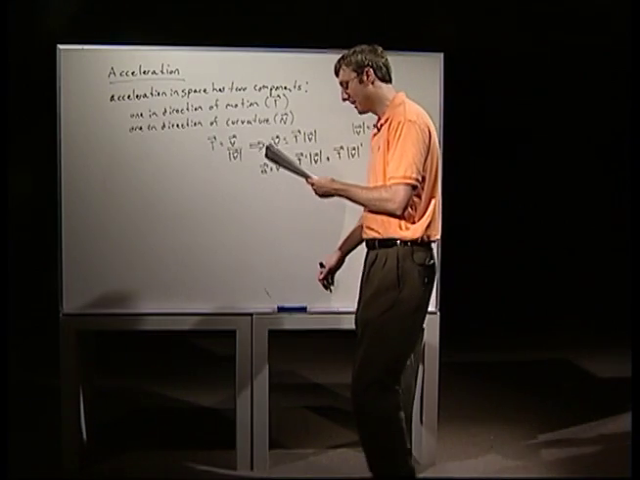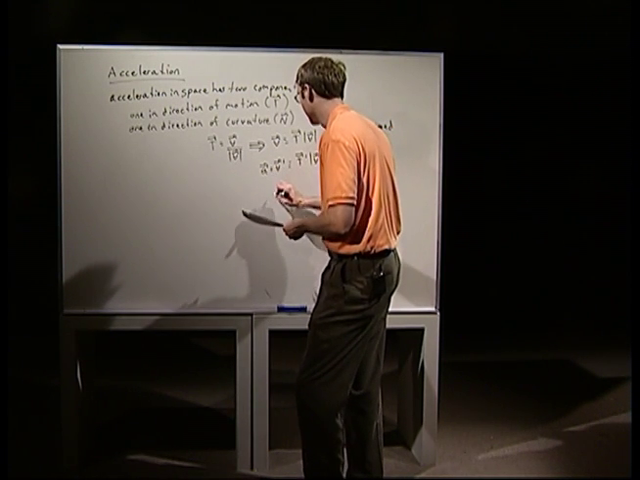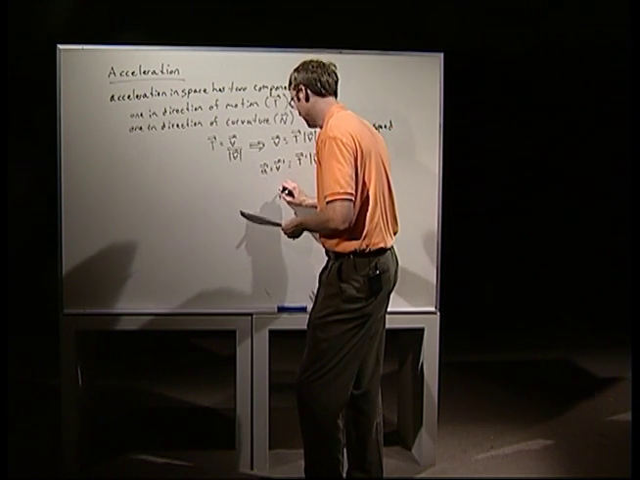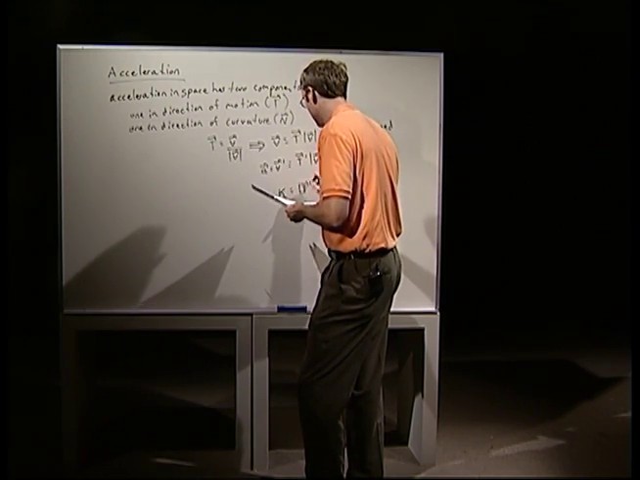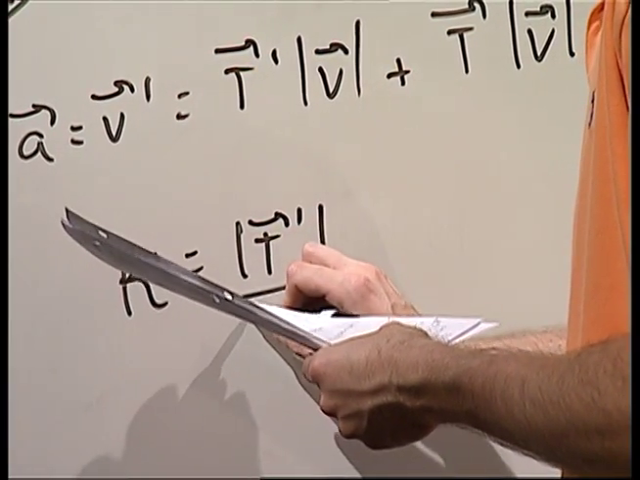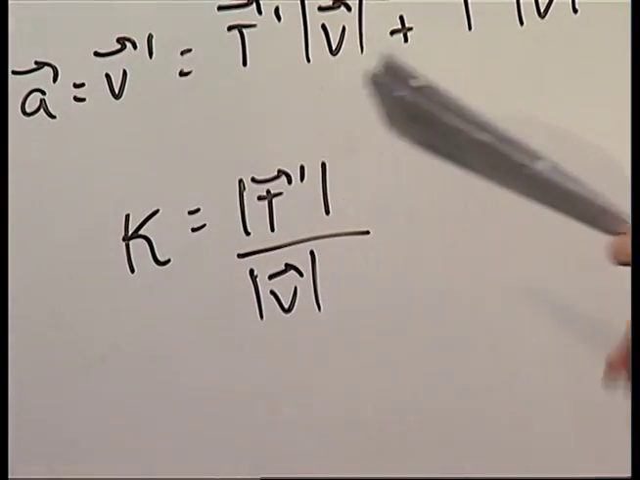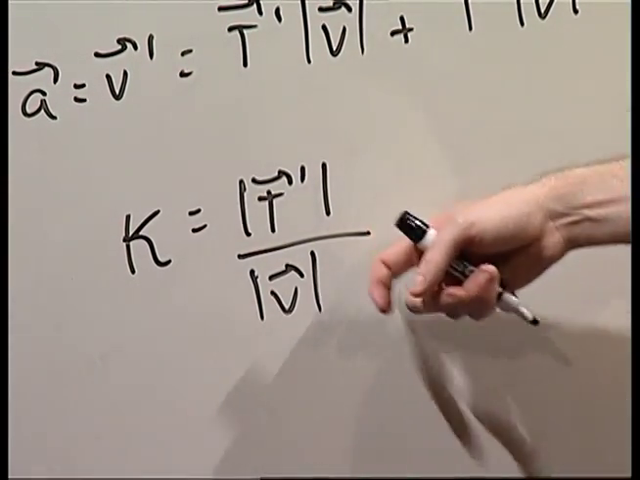All right, what else can we say about this here? Let's get curvature involved. Remember that curvature, we defined it as the length of T prime over the length of v, right? So this was from last section.